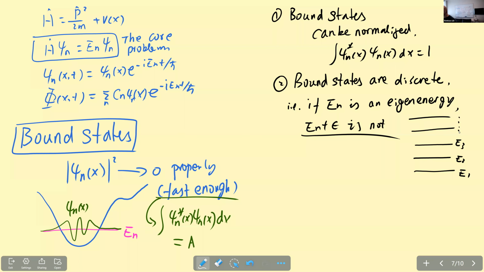All right. And there's another property. If you have two wave functions, you do the overlap integration of one with the other, and this will actually be 0 if m is not equal to n. That's called orthogonal.